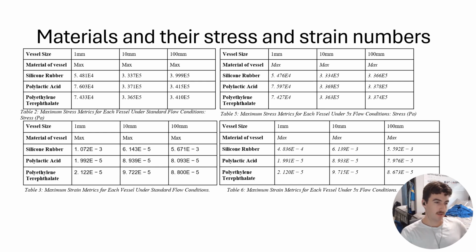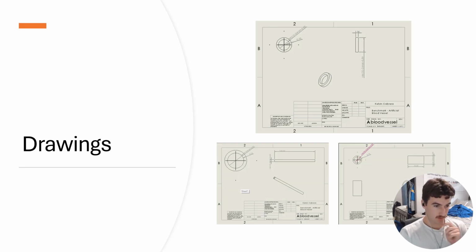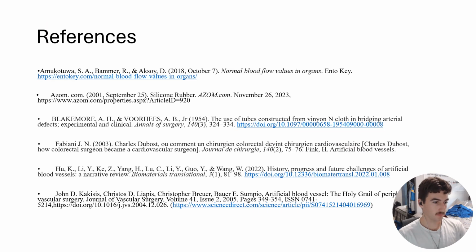So here are the 4 graphs or tables: the 2 stress and strain graphs, and my drawings for the 3 different lengths of the blood vessel. And they all remain the same with each material in my references.